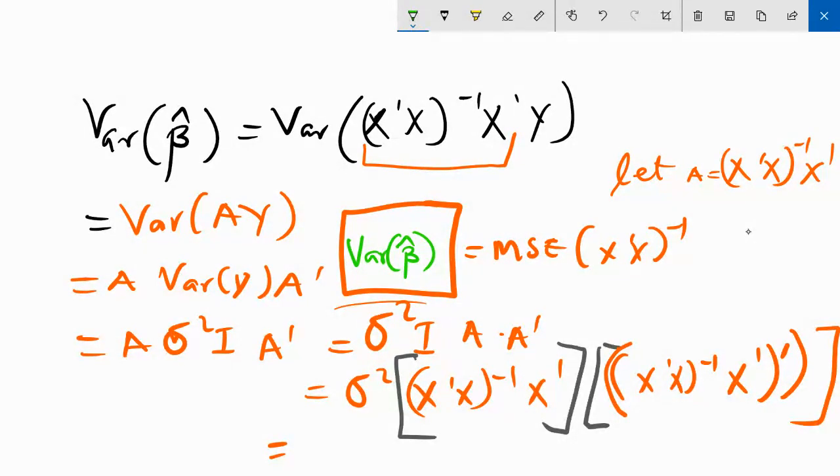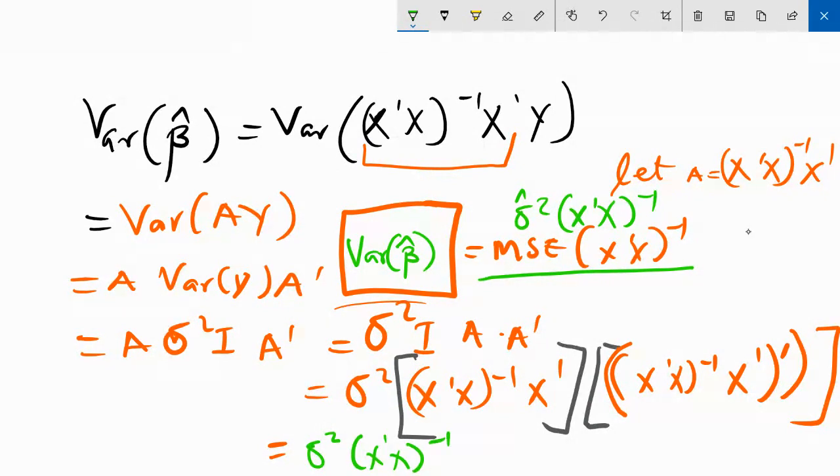So your final answer here will be sigma squared. If it's estimates, you put a hat there. Here you're not talking about the estimate, so you'll have sigma squared X prime X inverse. This will be your final answer from this step. So you go and try it. You see, guys, these things are not difficult.